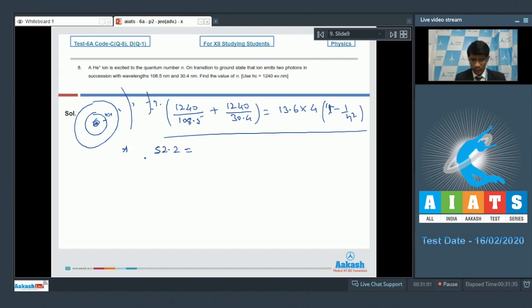52.2 electron volt. So it is 13.6 into 4 into 1 minus 1 by n square. So once we make this calculation, we will be getting this value of n square to be very close to 24.87 something, or n would be how much? It would be 5. So for question number 8, our answer is 5.